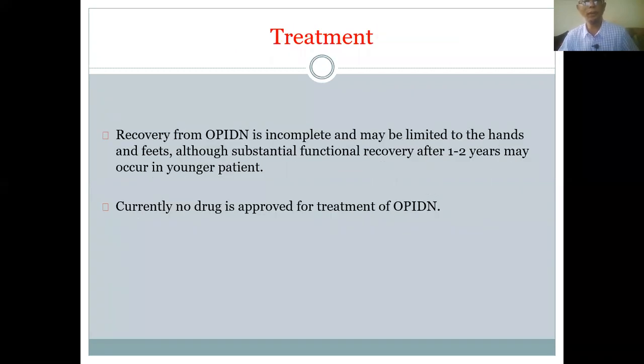What about the treatment? Recovery from organophosphate induced delayed neuropathy is incomplete and may be limited to the hands and feet, and subsequent substantial functional recovery after 1 to 2 years may occur in younger patients. So it will take time, say even years together. Currently, no drug is appropriate for the treatment of organophosphate induced delayed neuropathy.